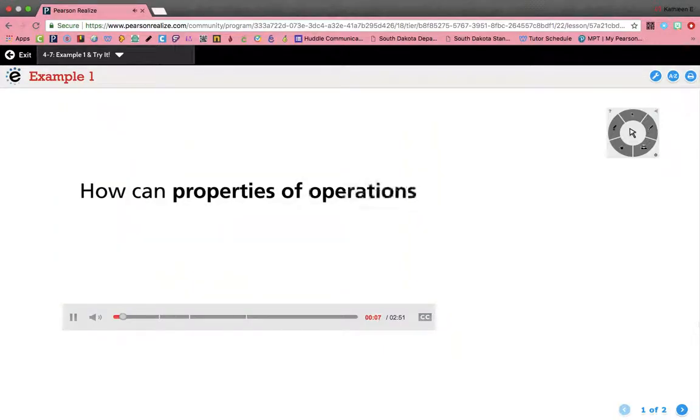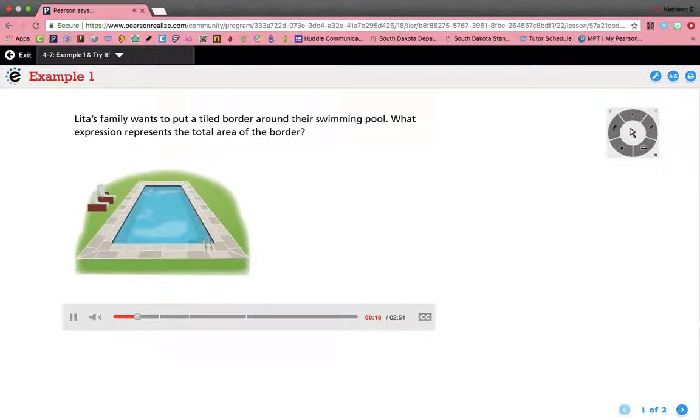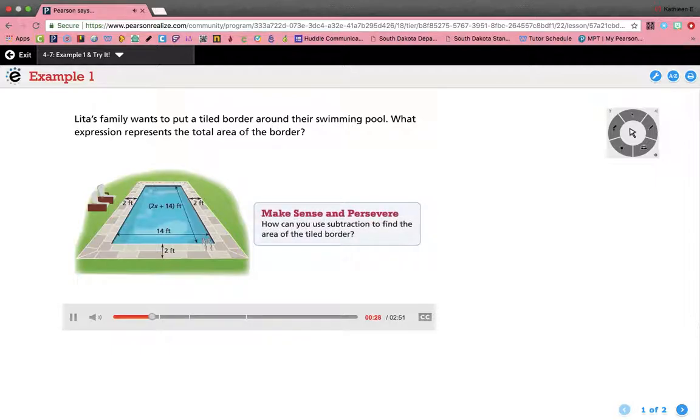How can properties of operations be used to subtract expressions? Think about this question during the lesson. Lita's family wants to put a tiled border around their swimming pool. What expression represents the total area of the border? Begin by asking yourself, how can you use subtraction to find the area of the tiled border? So, how can you use subtraction to find the area of the tiled border?